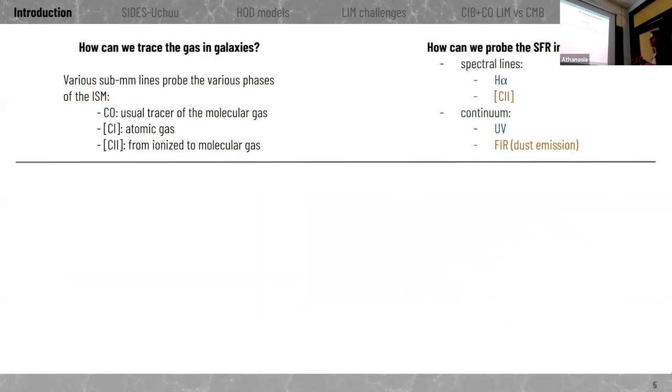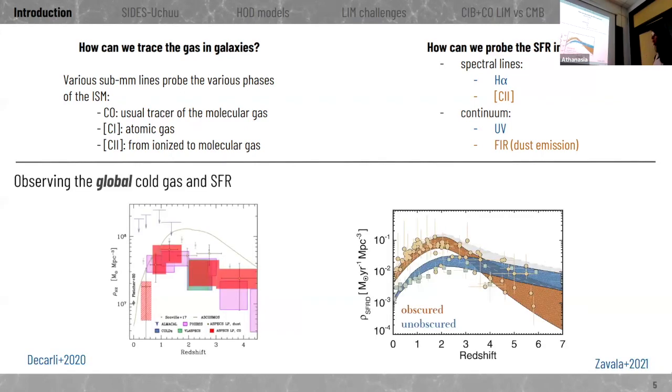So using these tools to trace these really important properties of the galaxies, we can trace the global quantities. And when I say global, I mean the cumulative quantity per comoving volume. So here, for example, you see the cumulative density of molecular gas as a function of redshift, and here the star formation rate density as a function of redshift.